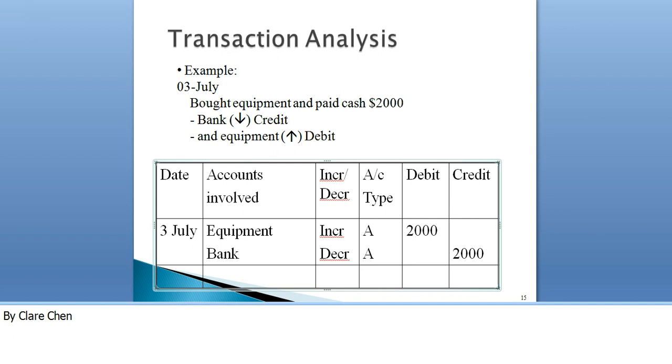Before we move on, you must always check that you have applied the double entry principle. Debit equals to credit. Okay, so debit 2,000 equals to credit 2,000. So that's correct. So you rule a line across before you enter the next transaction.